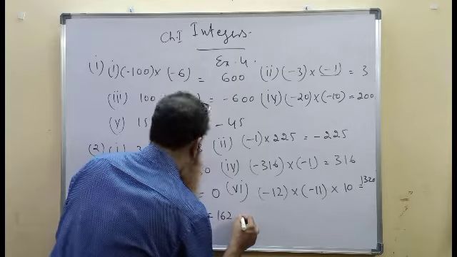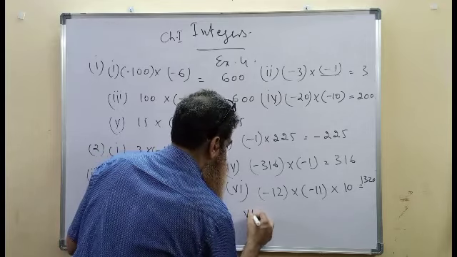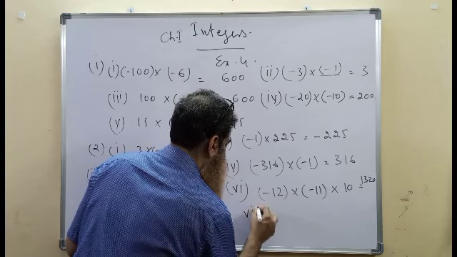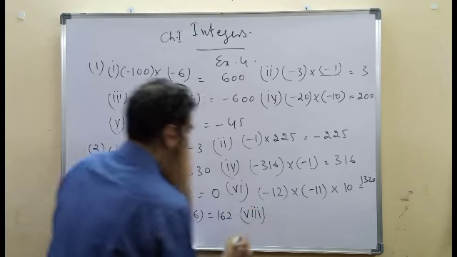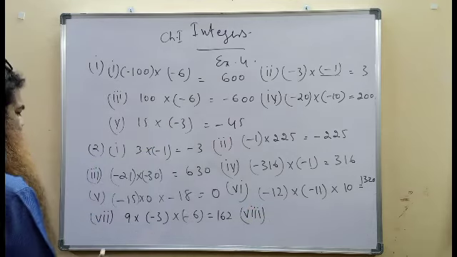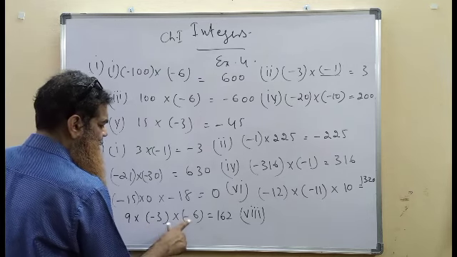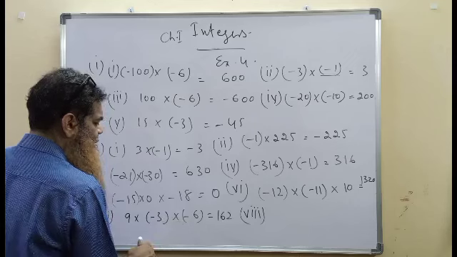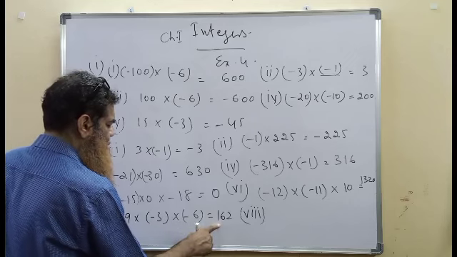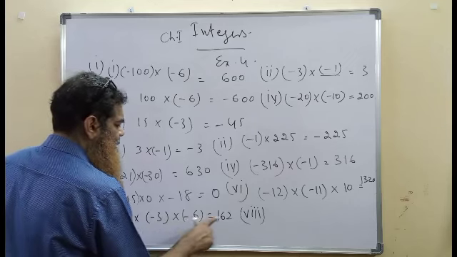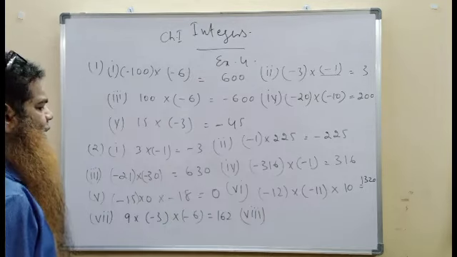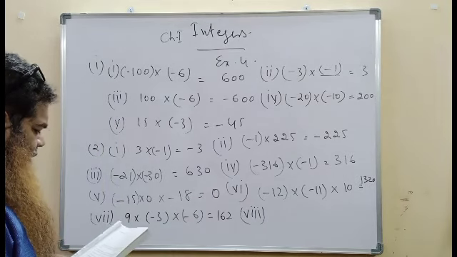162 we get, and it's a positive integer because there are two negative integers and one positive integer. 9 3s are 27, minus 27. Minus into minus, when we multiply two negative integers, we get a positive integer. 27 into 6 is 162, and it is a positive integer, 162.